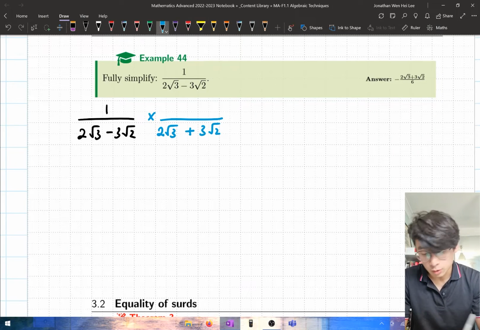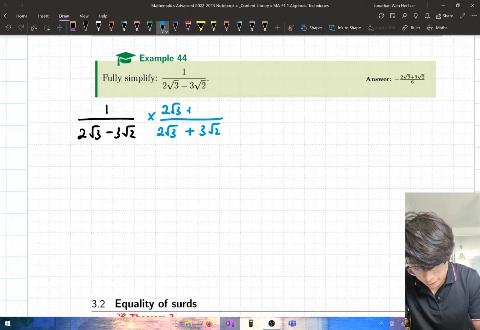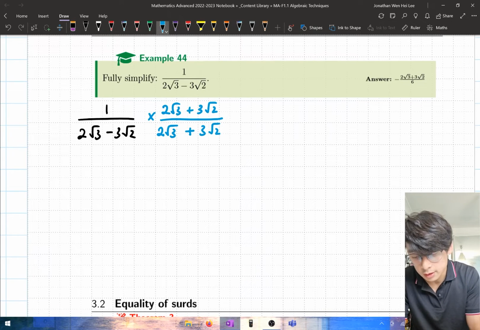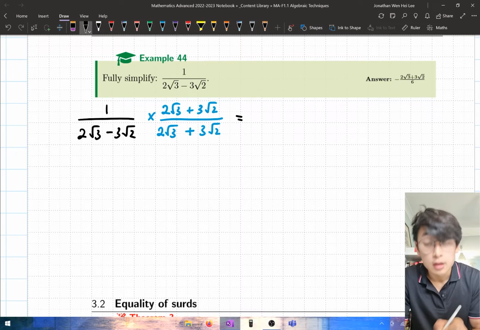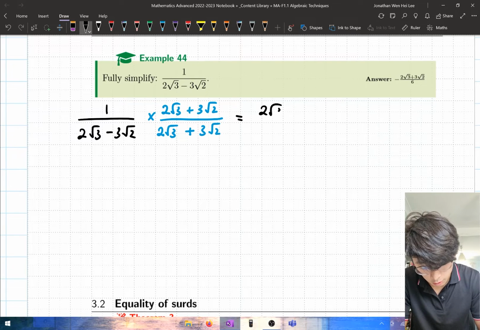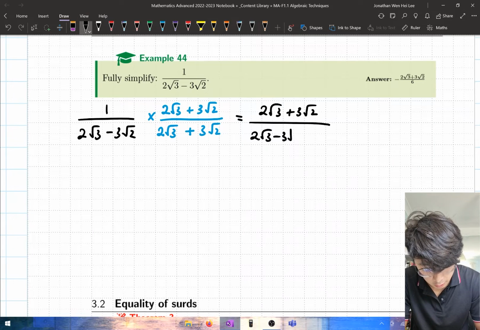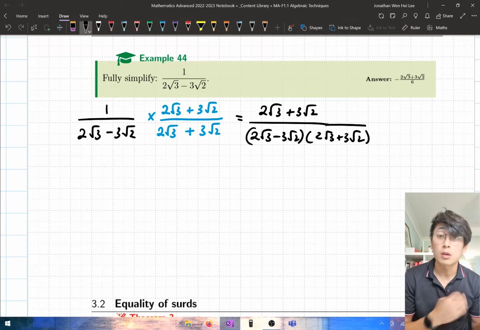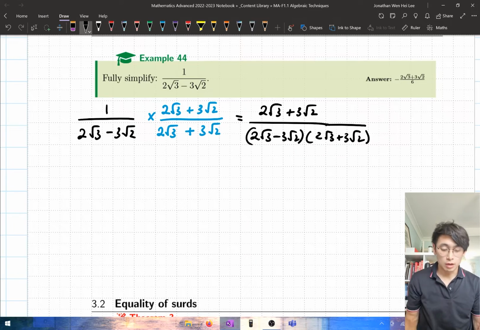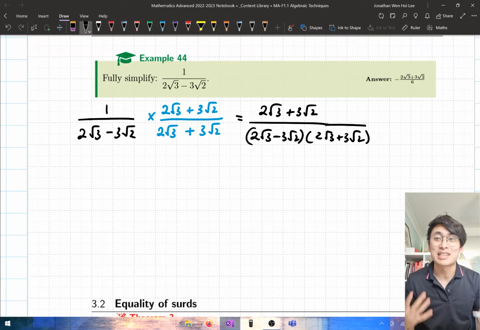So instead of that minus, we're going to have a plus, and so we need to multiply that at the top as well. And so when we do this, the numerator, we just get 2 square root 3 plus 3 square root 2 all over, and in the denominator, 2 square root 3 minus 3 square root 2 times 2 square root 3 plus 3 square root 2. And so just like we did in the previous example, the reason why we multiply by the conjugate is so we can set up that difference of two squares.